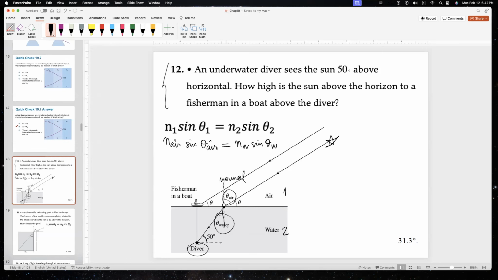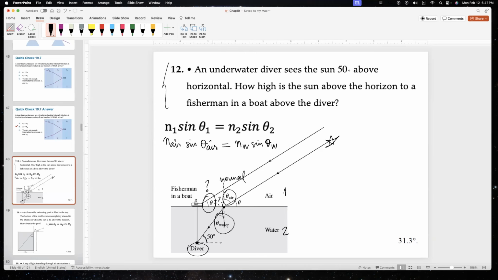Okay, so how high is the sun above the horizon to a fisherman in a boat? So now I want to know this angle here. According to the picture and the writing there, what I want to know is to find this angle theta. So the fisherman in the boat will see the sun in a straight line like that, right? No refraction. And I want to know theta for the fisherman.